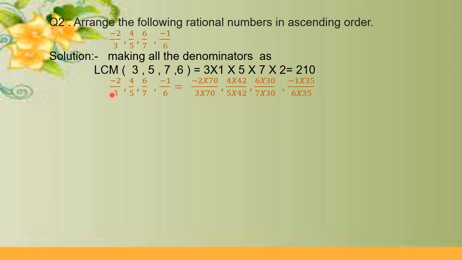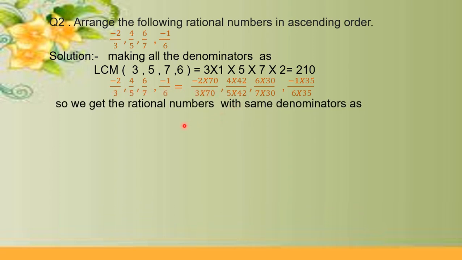So all these rational numbers having the same denominators, we have minus 140 upon 210, 168 upon 210, 180 upon 210, minus 35 upon 210. Now we can compare the numerators only as the denominators are same. Now as we know that negative sign is there, so the number is less than the positive number. Now compare.